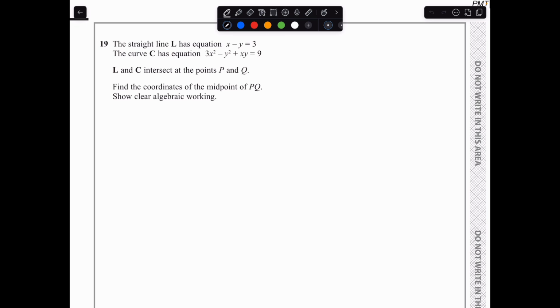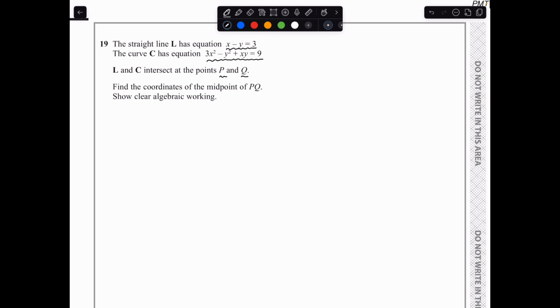Today we're going to go through question 19 from the 2021 International GCSE past paper. So let's see what the question is asking us. The straight line L has equation x minus y is equal to 3. The curve C has equation 3x squared minus y squared plus xy is equal to 9. L and C intersect at the points P and Q. Find the coordinates of the midpoint of PQ. Show clearly your algebraic working.